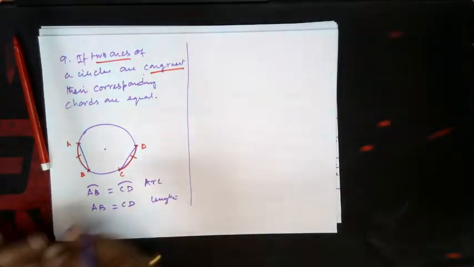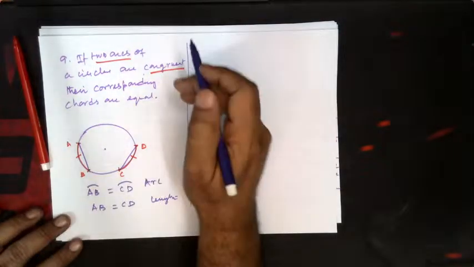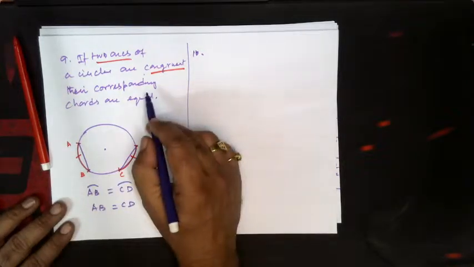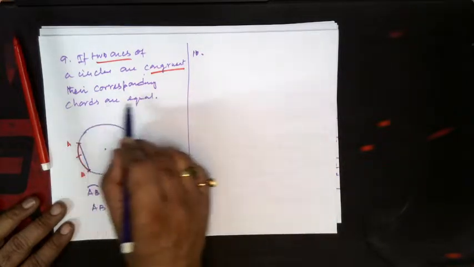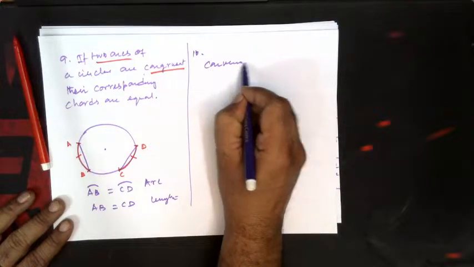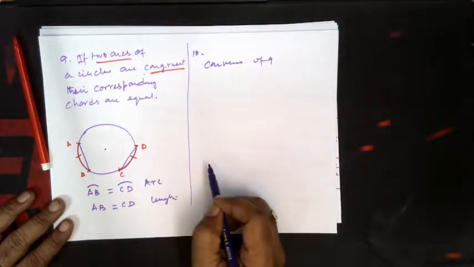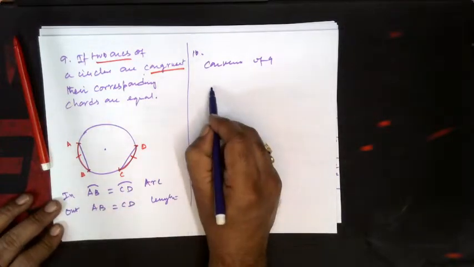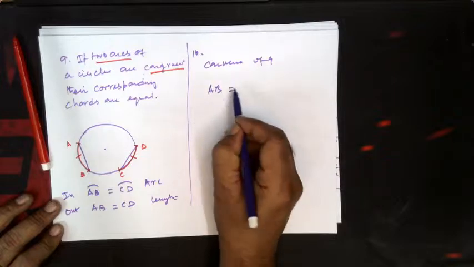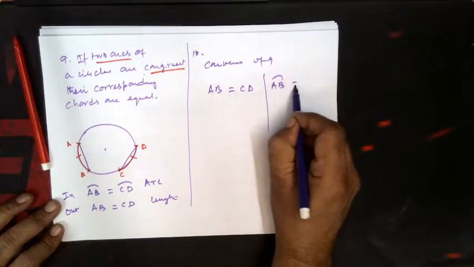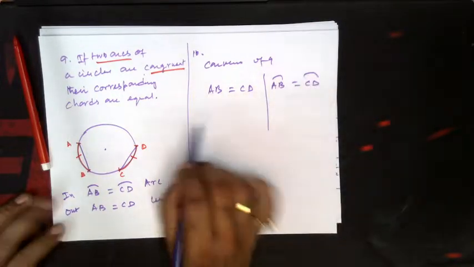Is it clear? And you can converse this also as a 10th concept. What do you mean by that? If the chords are equal, they have equal arcs. That's all. You can simply make it as a converse of 9. What do you understand from this? This is the input, this is output. So if chord length AB is equal to CD, the arcs are equal. This is the easy way you can remember.